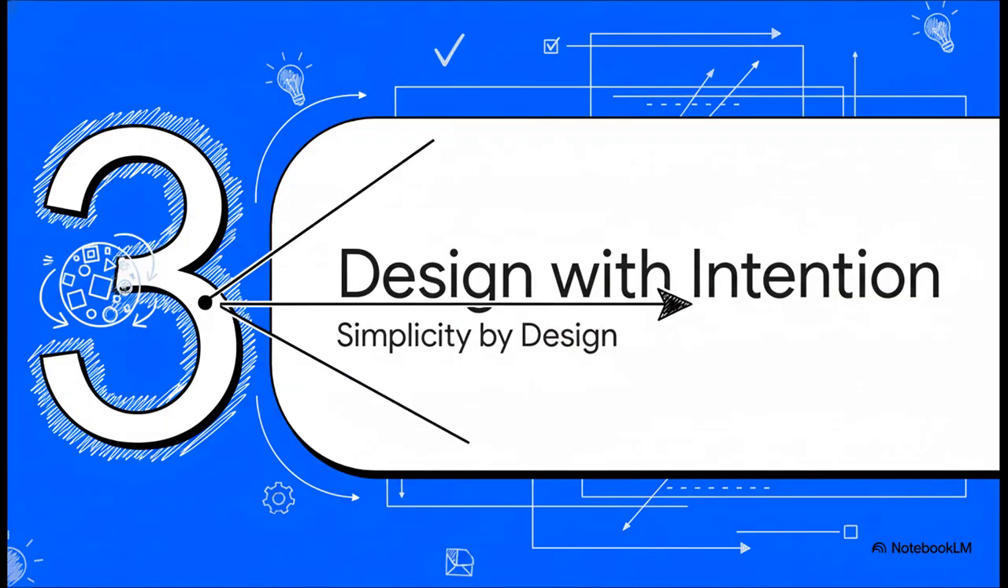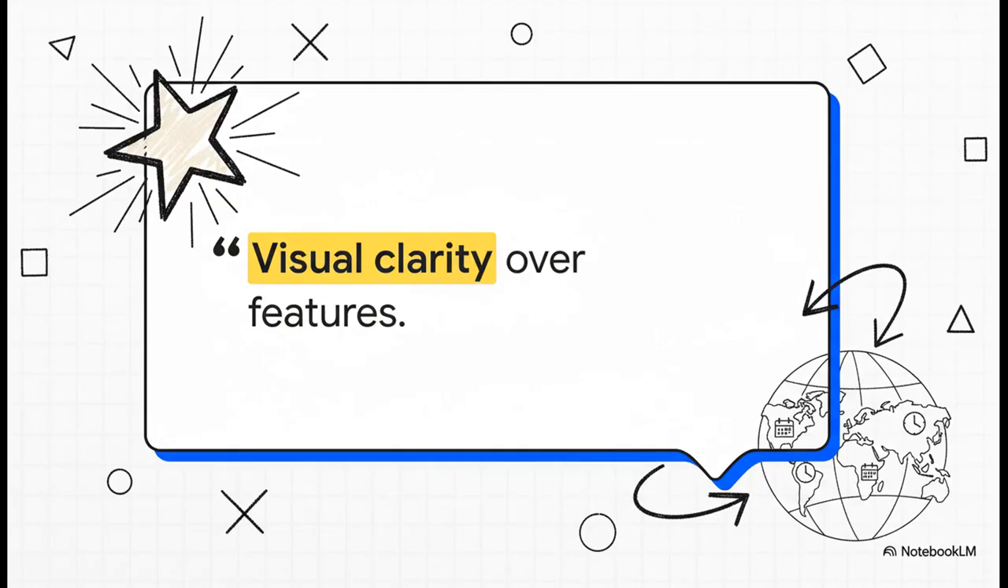Now, this level of simplicity doesn't just happen by accident. No way. It's the result of some really smart, deliberate choices, which brings us to our next section, design with intention. And this was their North Star. This was the rule for every single decision they made. Every time they had a choice, they'd ask themselves, does this make things visually clearer or is it just adding another feature? And if the answer wasn't clarity, it got cut.